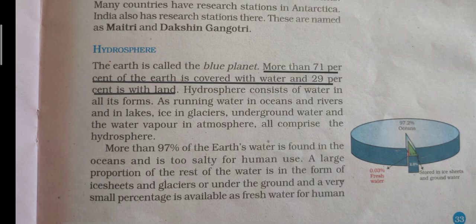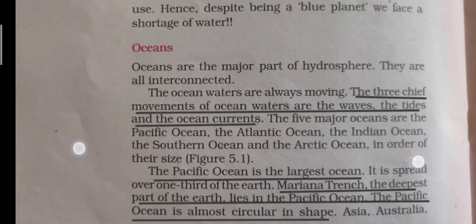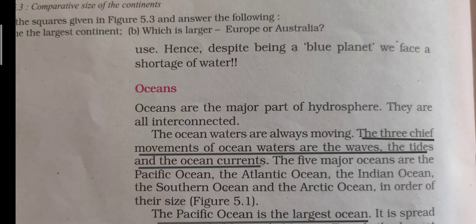Then more than 97% of the earth's water is found in the oceans and is too salty for human use. A large proportion of the rest of water is in the form of ice sheets and glaciers or under the ground, and a very small percentage is available as fresh water for human use. Hence, despite being a blue planet, we face shortage of water.